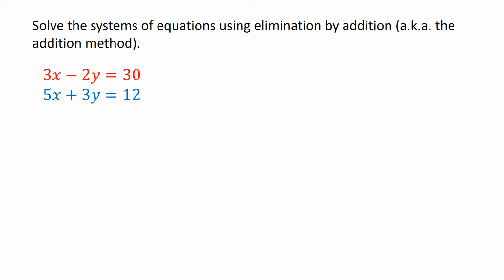Another method is to solve using elimination by addition, or some people call this the addition method. In this method, what we want to do is multiply one of the equations, or sometimes both of the equations, by something that will allow us to cancel one of the variables out when we add them together. So if we look at 3x minus 2y equals 30, and 5x plus 3y equals 12, I chose to get rid of the x's. So I'm going to multiply the first by 5 and the second by negative 3.